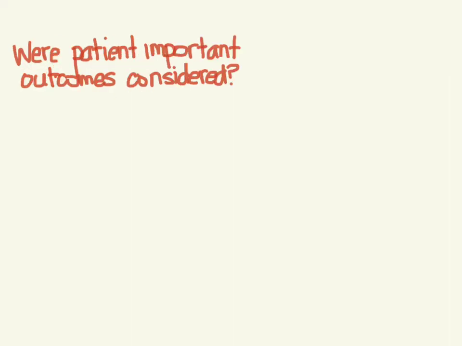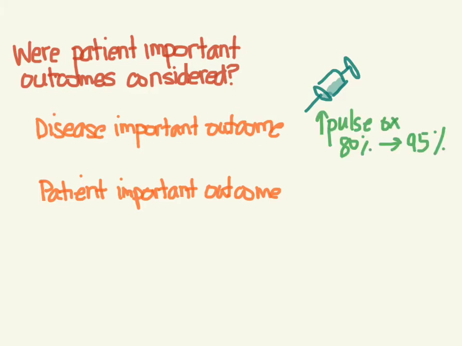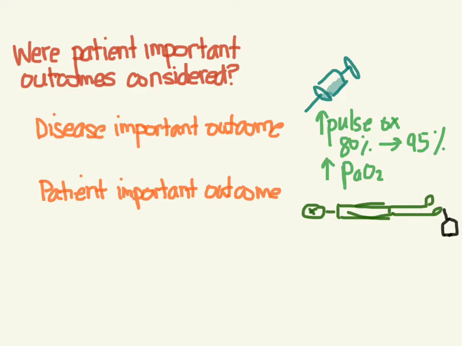Now, the next question you want to ask yourself is, were patient-important outcomes considered? Now, there's a couple of different ways to look at outcomes. There are disease-important outcomes or patient-important outcomes. Maybe there's a particular drug that will increase your patient's pulse ox, or even their PaO2. Now, those sound like great things, but what if despite that, the patient died anyway? So, really, which one does the patient care about?